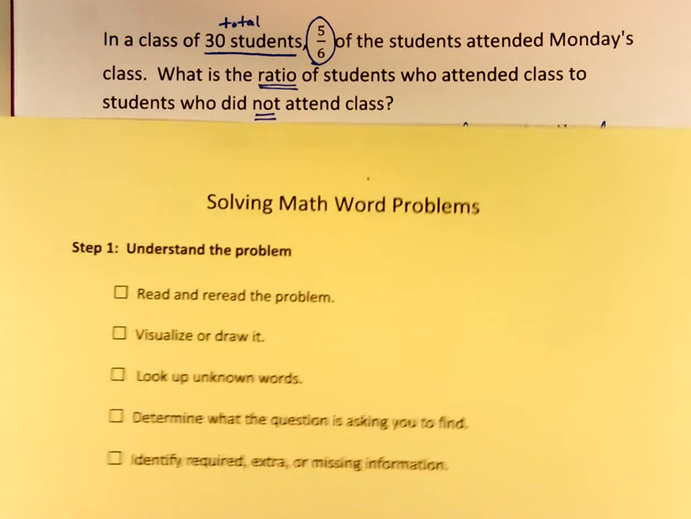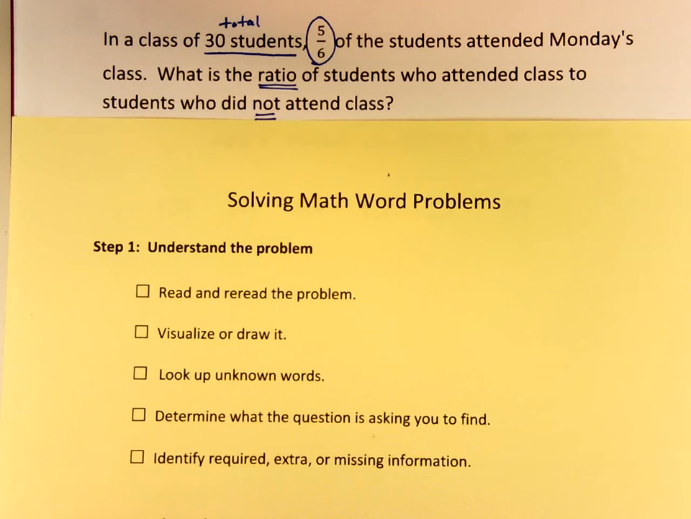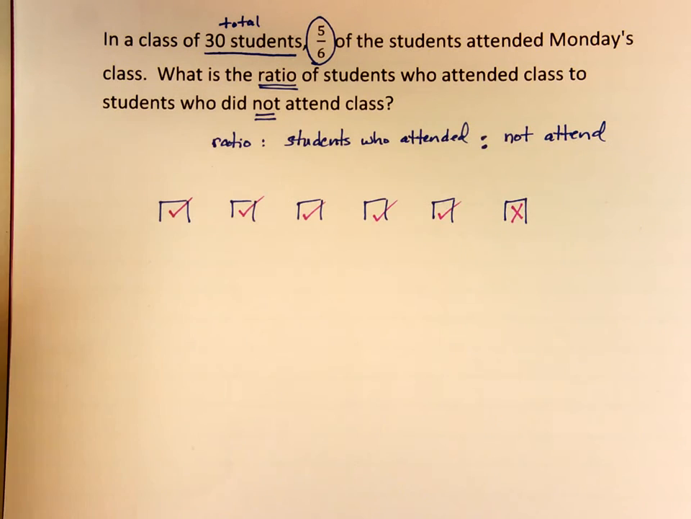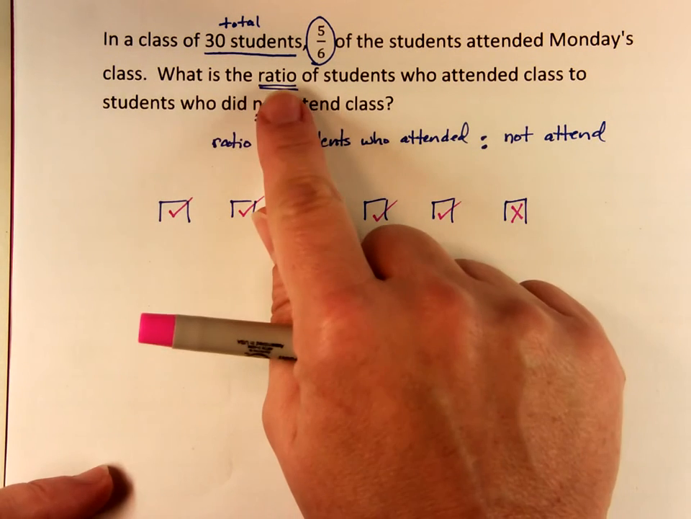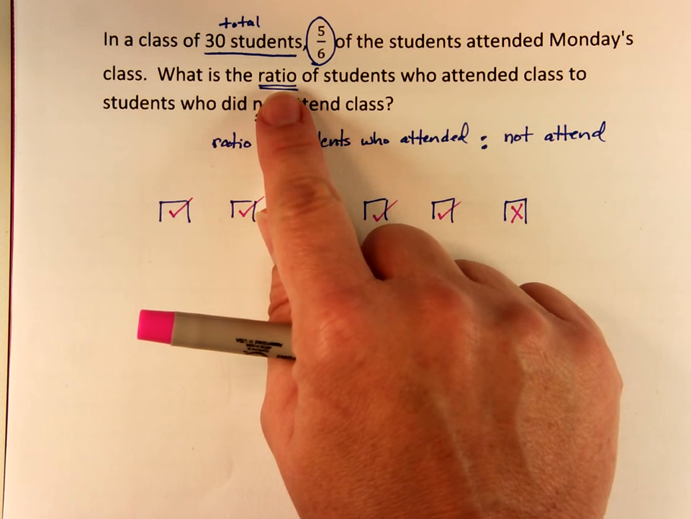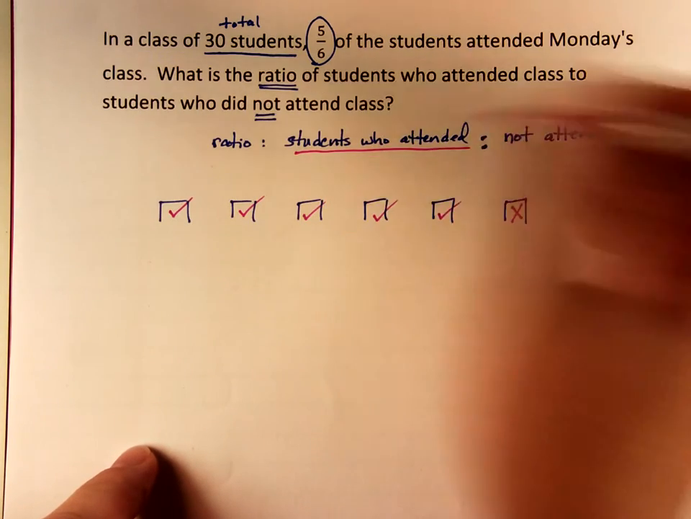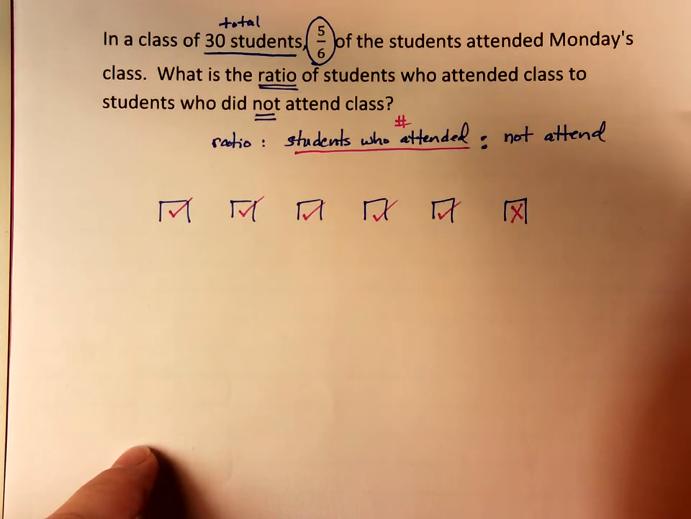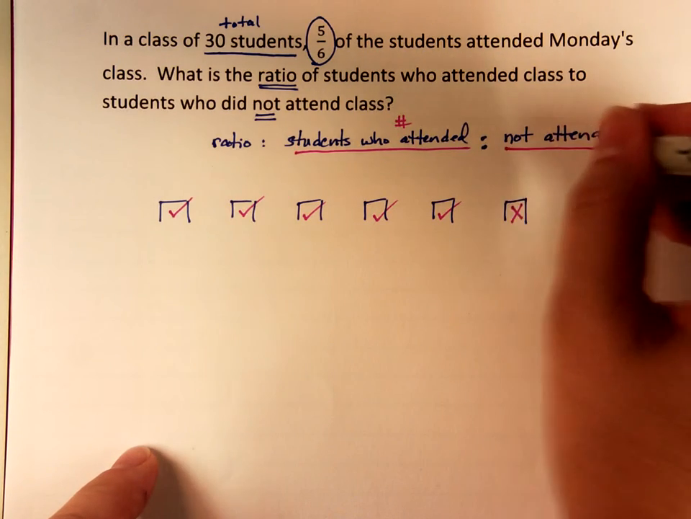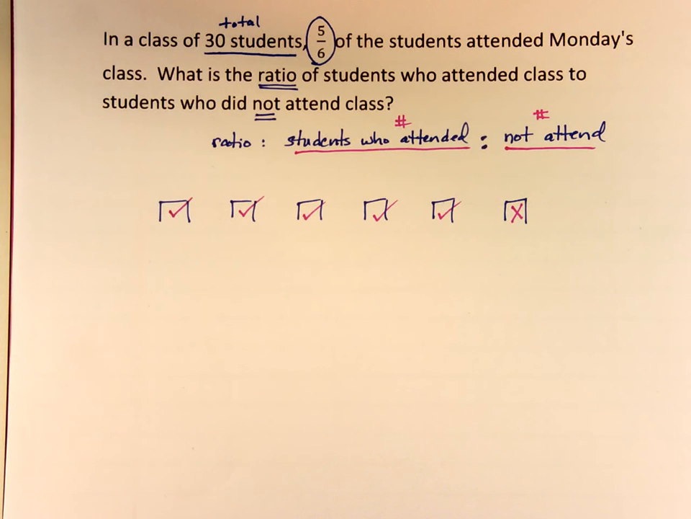I don't see any unknown words there, so let's move on. Determine what the question is asking us to find. We did that a little bit. The question is asking us to find the ratio. And a ratio is a comparison of 2 numbers. Which 2 numbers? Well, in this case, it's going to be students who attended, that'll be in a number form, compared to the number of students who did not attend, and that will be in a number form.